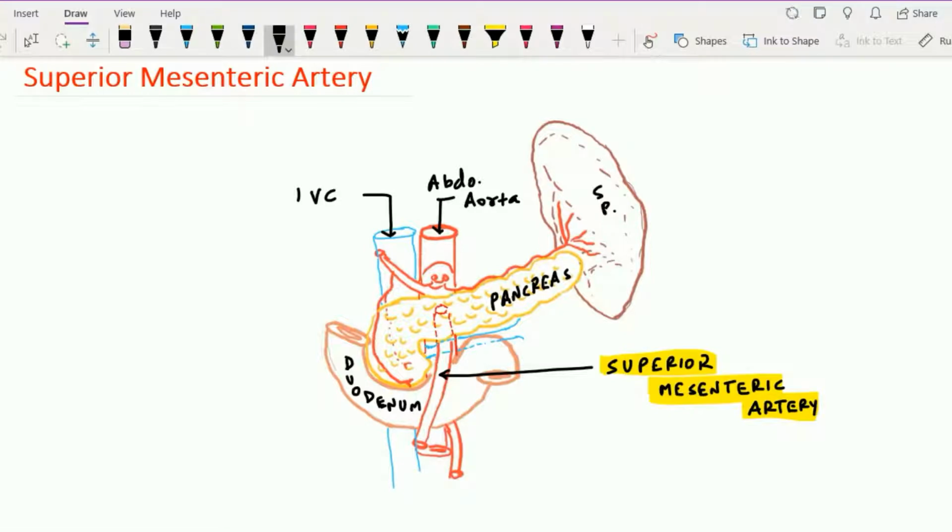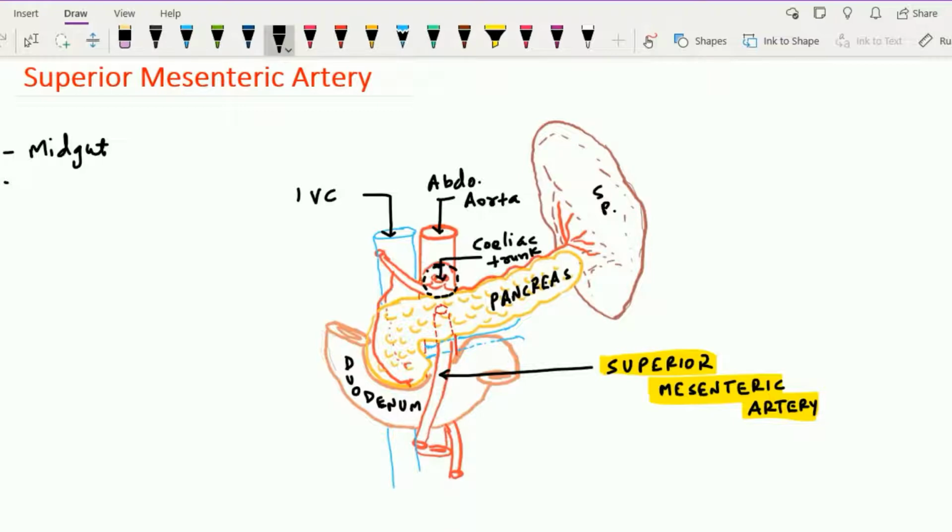So the superior mesenteric artery is the artery of the midgut, and it arises from the ventral aspect of the abdominal aorta 1 centimeter below the celiac trunk. Just in front of the superior mesenteric artery, there is the body of the pancreas, so we can say the superior mesenteric artery is overlapped at the origin by the body of the pancreas.